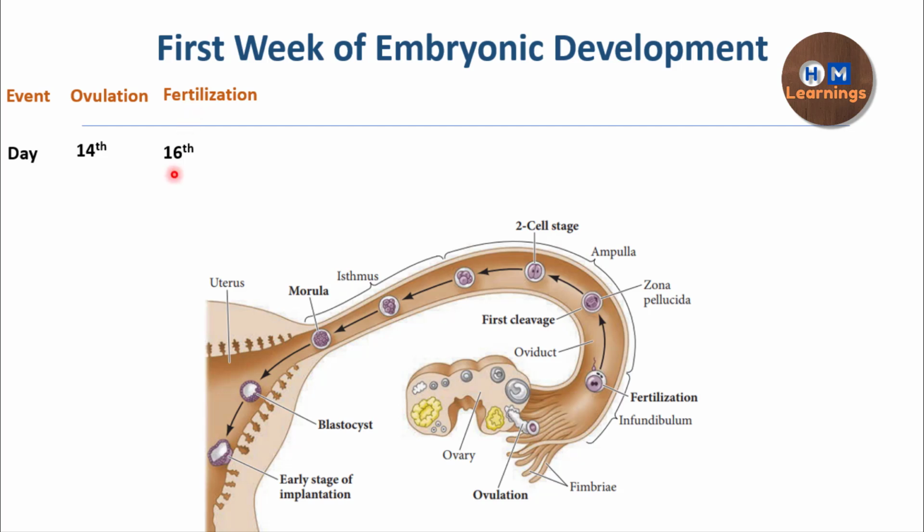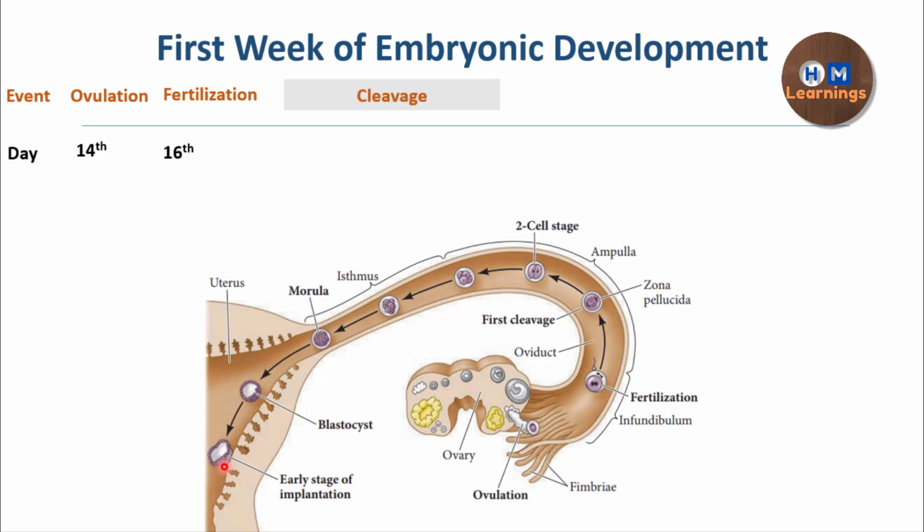If I say that on the 14th day ovulation has happened, and on the 16th day fertilization has happened, then it takes 6 days from the ampulla region to the site of implantation, to finally start the implantation. So how are the 3 events, cleavage, blastulation, and hatching, going to happen?